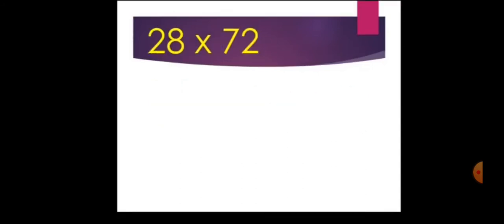In this example, we have 28 times 72. Again, I want an estimated answer to that. So I'm going to use easier numbers. Give me an easier number than 28. 30. Very good. I'll use 30. Now, give me an easier number than 72.